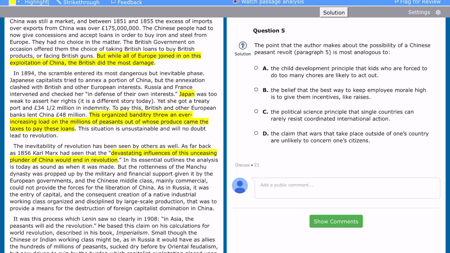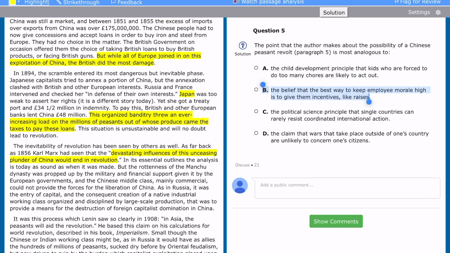A, the child development principle that kids who are forced to do too many chores are likely to act out. This sounds very similar to the fact that the Chinese are being forced to work for the British and then eventually will revolt. A is an interesting choice. B, the belief that the best way to keep employee morale high is to give them incentives like raises. Again, if the British were being extra nice to the Chinese, we might say this, but rather the British were oppressing the Chinese to get them to do what they want, so B is obviously incorrect and likely the opposite of the correct answer.